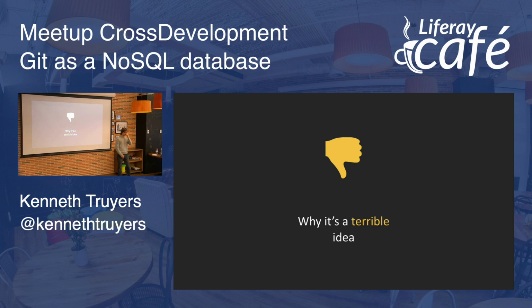Right. So that's great. Let's all use Git as a database and throw away all of our old databases and use this. Not that easy, because there are a few issues with it as well. And we've run into all of these. For some we found solutions, for others we just live with it. So why is it a terrible idea?